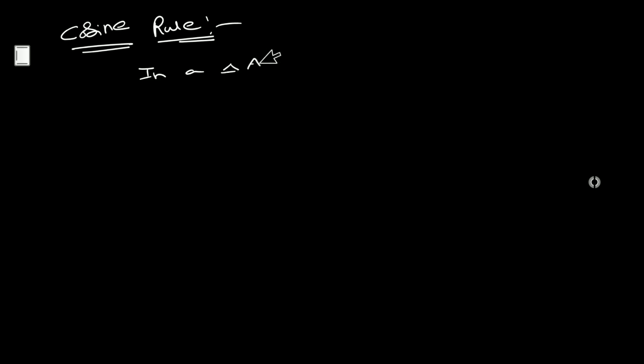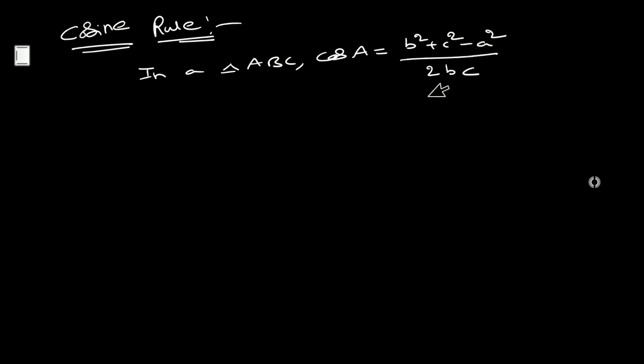Let us discuss the cosine rule. That is, in a triangle ABC, cos A is b square plus c square minus a square divided by 2bc.